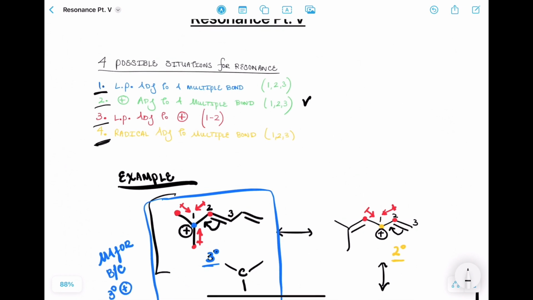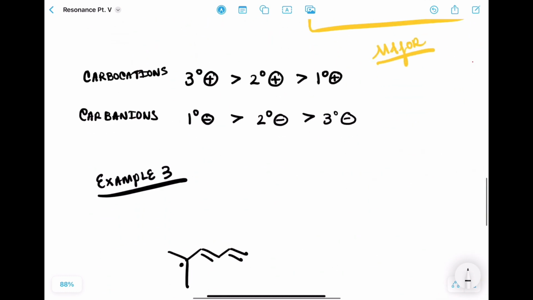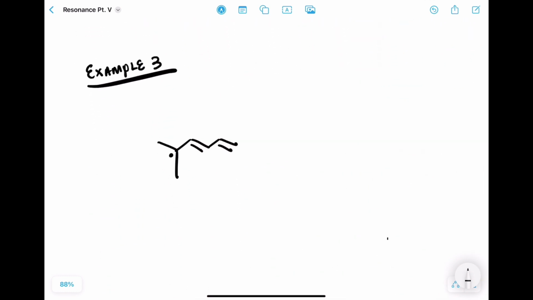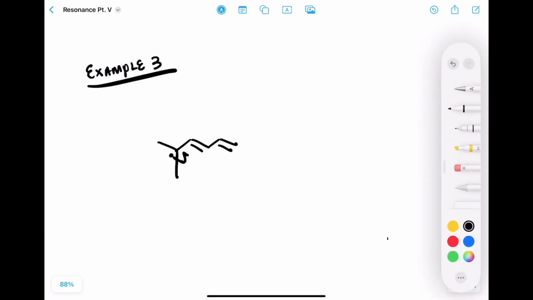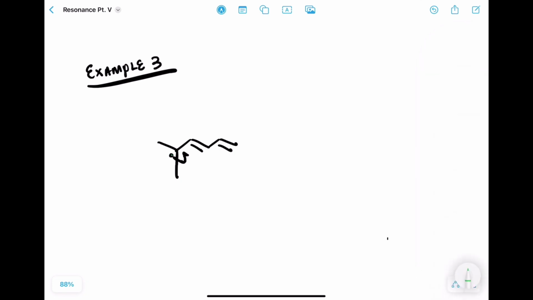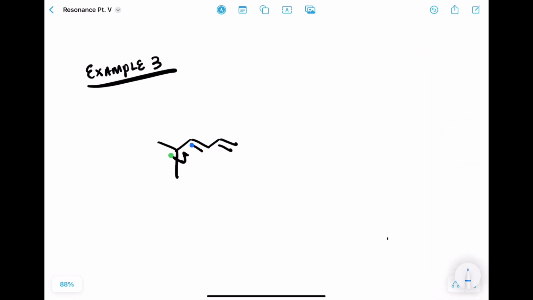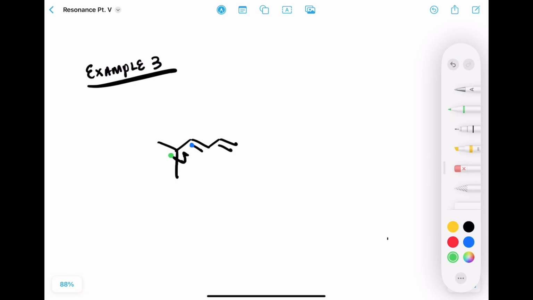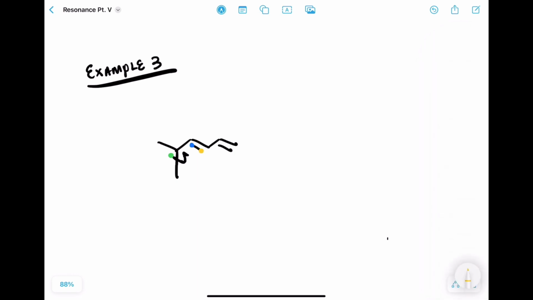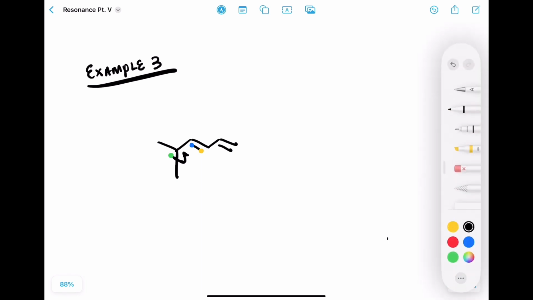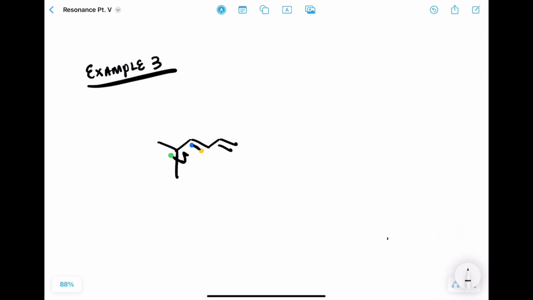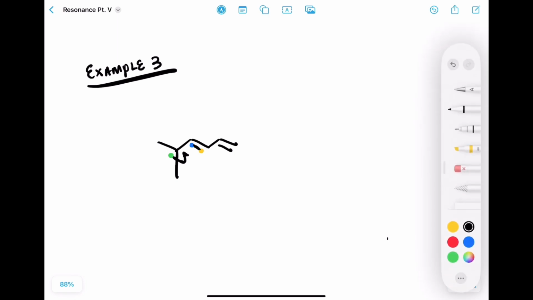Now, if we go up to our possible situations for resonance, this would be the fourth: radical adjacent to a multiple bond. This acts very similarly to a negative charge adjacent to a multiple bond, except that there's something called homolytic cleavage. And so what happens is we draw a half arrowhead to indicate that this radical moves. I'll actually play with this a little bit. I'll color the radical here green, and since a bond is actually 2 electrons, I'll designate that with blue and yellow. So that bond is comprised of both blue and yellow electrons.